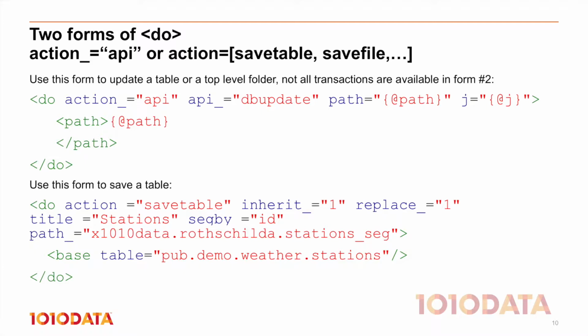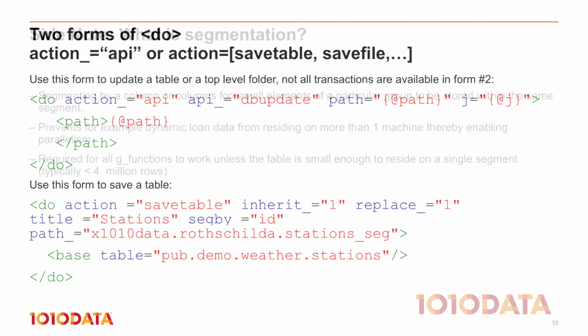There are two forms of do. The older form, in this case, where you have to say the action is equal to API and provide XML tags for the path. I believe the only reason it's still around is because not all the transactions have been mapped. In this case, you can just put in all the data, all the inputs as direct arguments. So if you go to the reference manual, you'll see a whole bunch of these different do transactions in there and see which ones are useful to you.